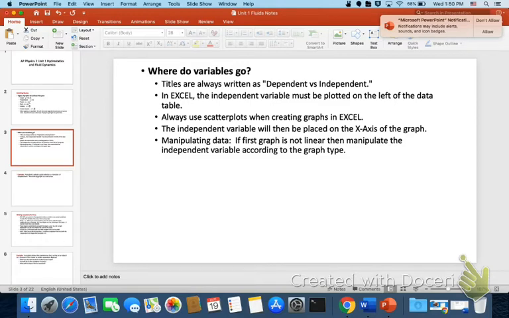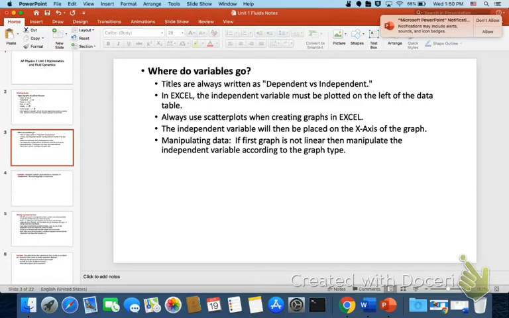So anyway, when you place the independent variable in column A on Excel in your data table, it will always be placed on the x-axis of the graph as long as you select the scatter plot function. So that's going to automatically place it there, so you know exactly where you need to put all of your data. Once again, as I said in the last slide, manipulating the data is pretty easy.